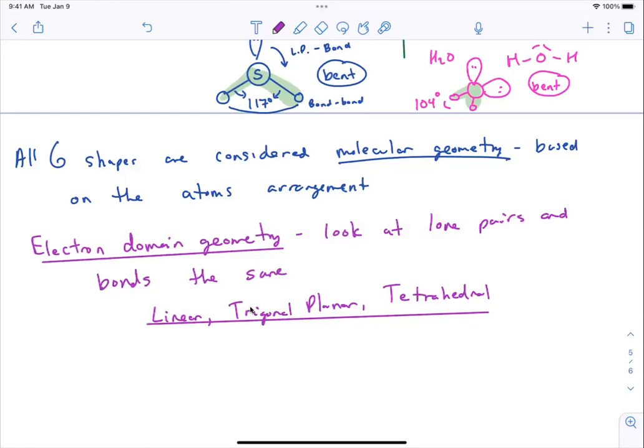So be careful, because they might ask you to state the electron domain geometry and molecular geometry of this shape, and they might be the same, they might be different. I don't know what's trickier, if they're both the same answer or if they're different answers. Because some students think they can't be the same, so they change it. Then others think, well, what's the difference? And then they get that wrong anyway. So I don't know which one's quote unquote trickier to ask.